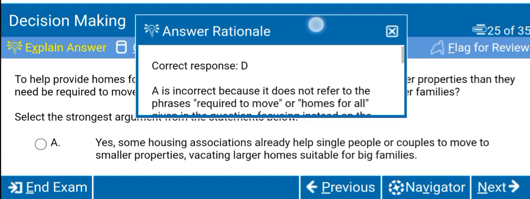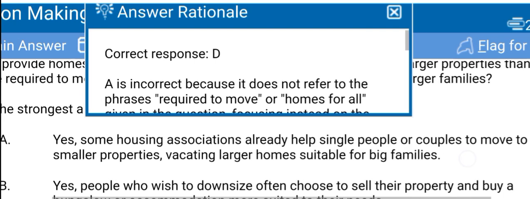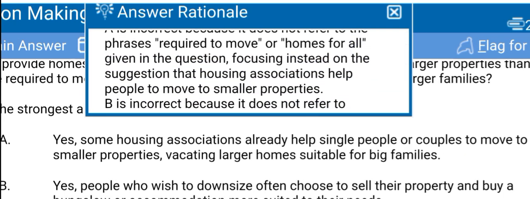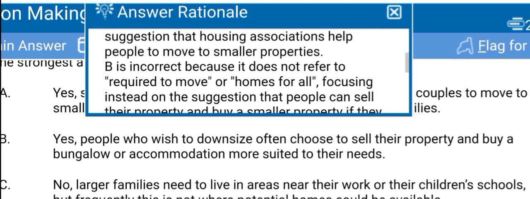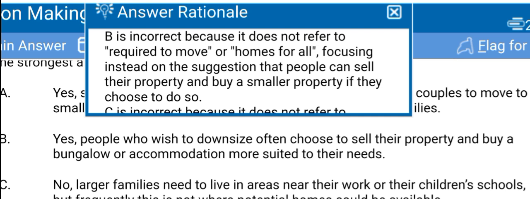So the correct response is option D, but option A is incorrect because it does not refer to the phrases required to move or homes for all given in the question, focusing instead on the suggestion that housing associations help people to move to smaller properties. B is incorrect because it does not refer to required to move or homes for all, focusing instead on the suggestion that people can sell their property and buy a smaller property if they choose to do so.